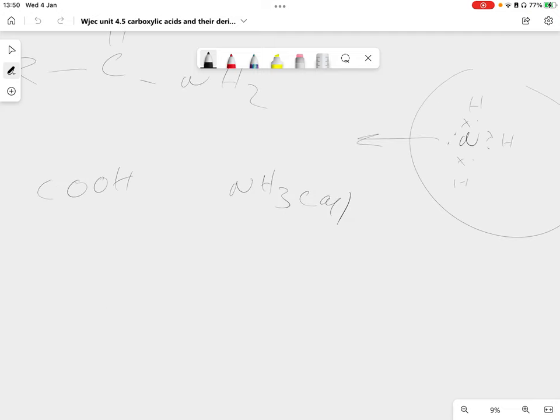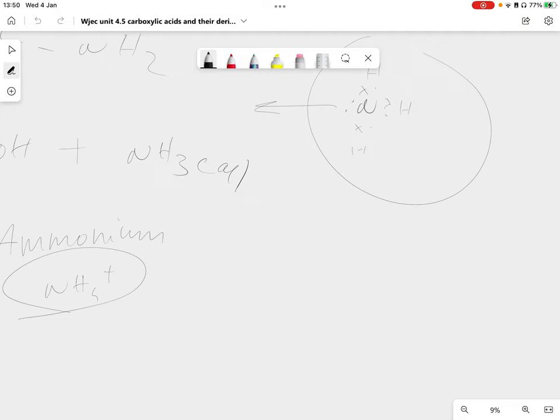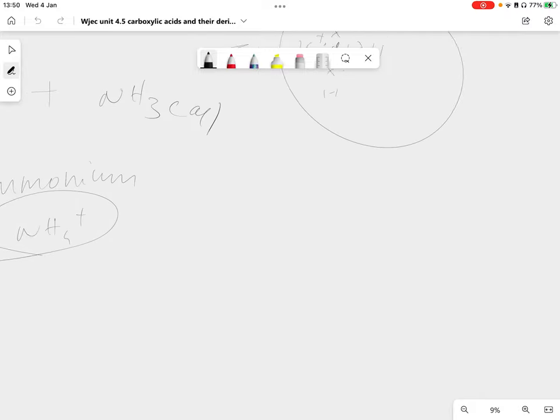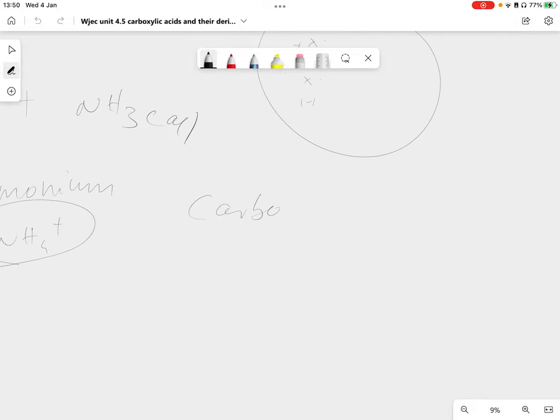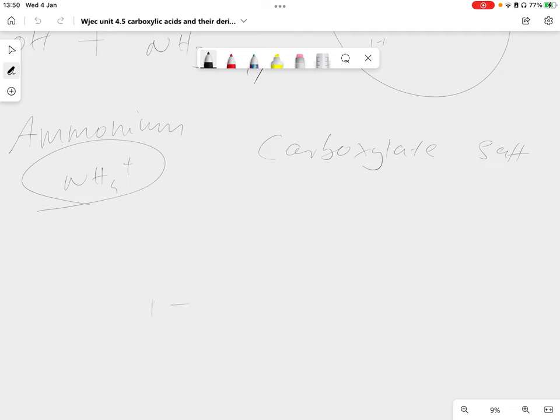So when we react these together, it's going to produce an ammonium, which is going to be NH4. That's it acting as a base. It's accepted that H+, so we're going to have an H+ there. And an ammonium carboxylate salt. So this is going to look like something like this. That's our ammonium carboxylate salt.